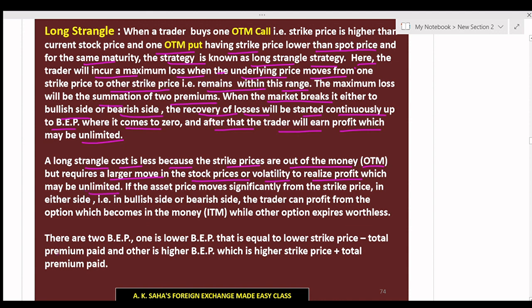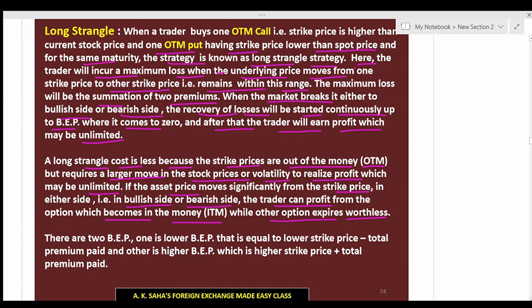Now, the long strangle cost is less because the strike prices are out of the money, whereas in the long straddle, the cost is higher because the strike price is ATM, at the money, where premium is higher than the OTM, out of the money. So, in comparison of strangle cost with the straddle cost, the strangle cost is less than the straddle cost. If the asset price moves significantly from the strike price on either side, that is, bullish side or bearish side, the trader can profit from the option which becomes in the money, while the other option expires worthless.